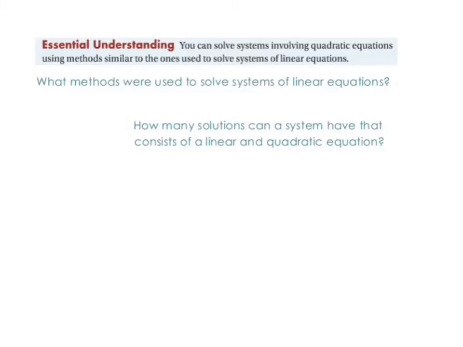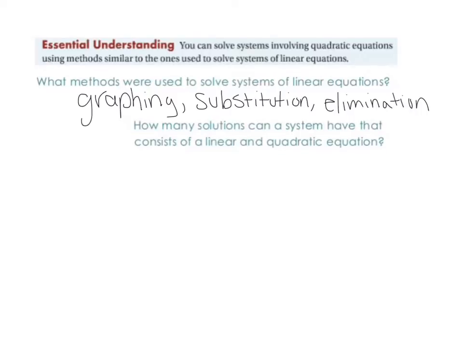Okay, so the three methods that we used were graphing, substitution, and also elimination. So how many solutions can a system have that consists of a linear and a quadratic equation? Let's look at a few examples on the next page to find out.